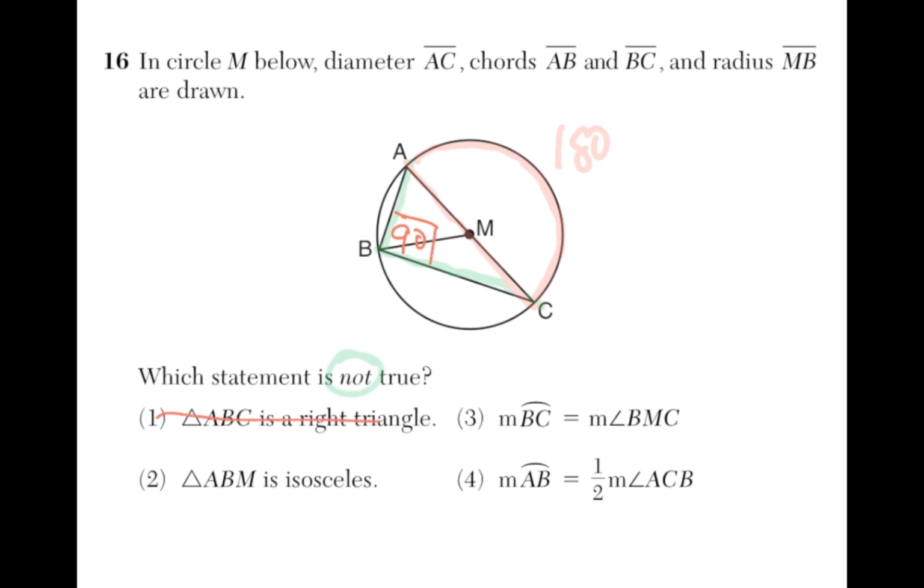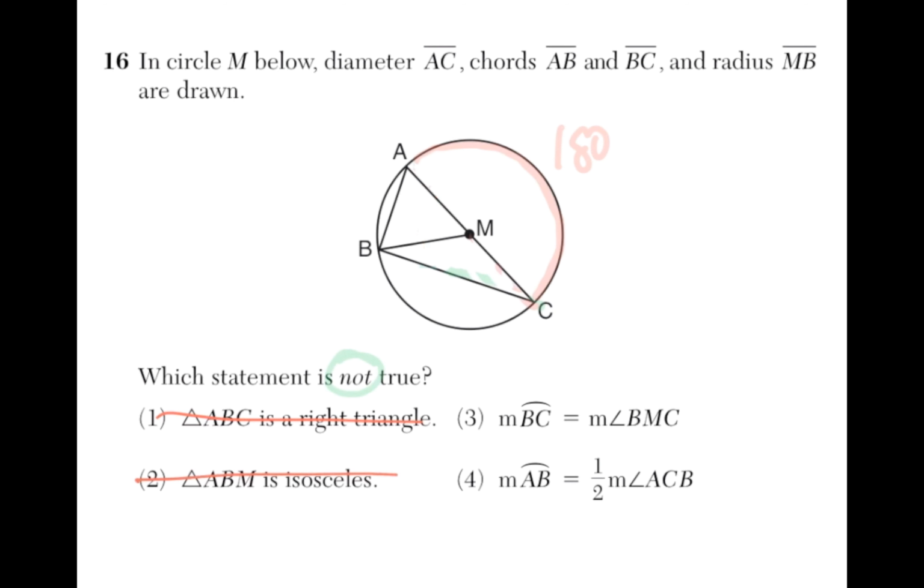This is a right angle, so this is true. ABC is a right angle, so option 1 does not work. What about option number 2? So it says ABM is isosceles. Let's take a look at this a little bit further. I notice a few things. An isosceles triangle has to have 2 sides that are congruent. And I know that AM and BM are congruent because they're both the radius, right? So what does that mean? That it is isosceles. We can eliminate option 2 as a possibility because that is true.